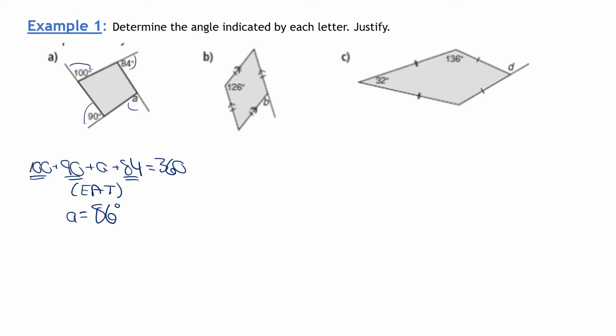We have one side that's 126 degrees. So remember that theorem I just told you? The opposite angle will be equal to it. So this angle here in the corner, which I have no letter for, is equal to 126 degrees. So I'm just going to write that in there.